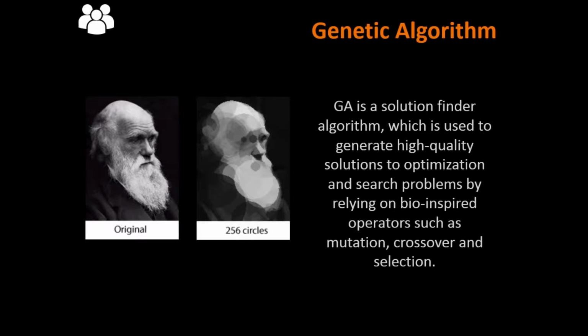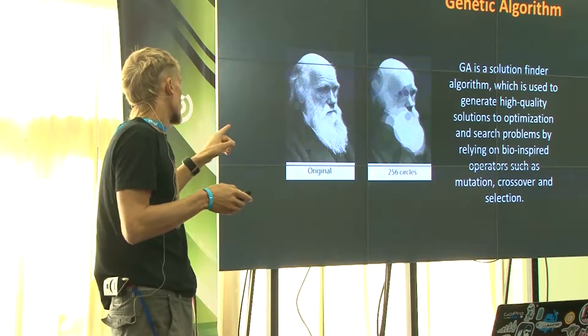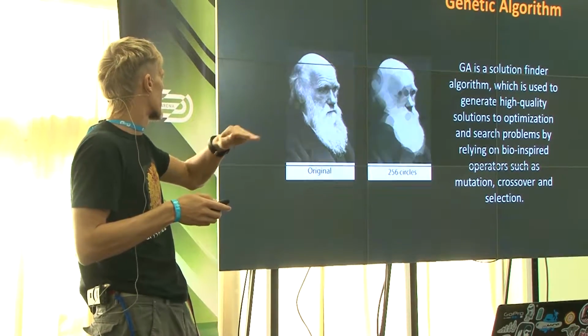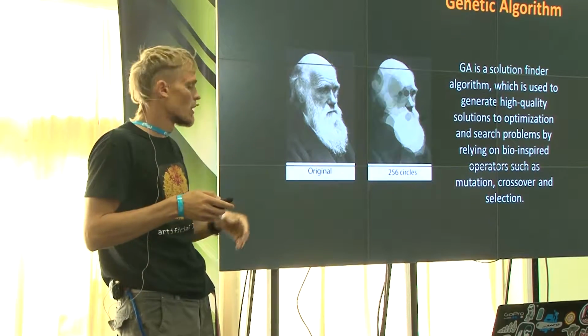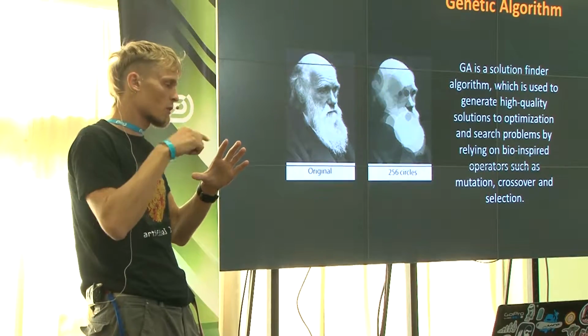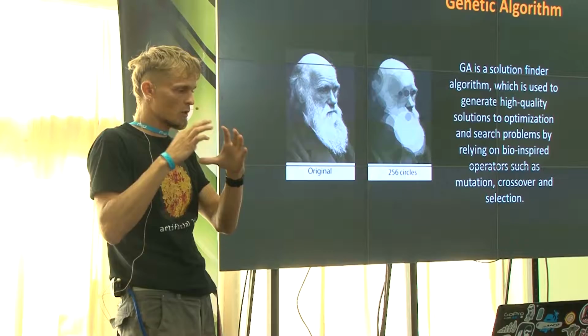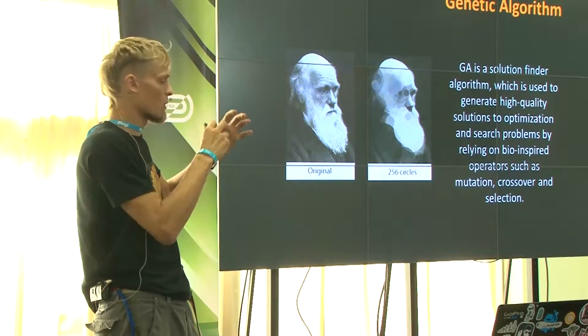For example, you can see this is a picture of Darwin from the left. This is the original, some JPEG file. And from the right, you can see the intermediate, middle results of the work of such a program, which just draws a circle, draws it in some position, uses some grayscale color, and uses some radius.